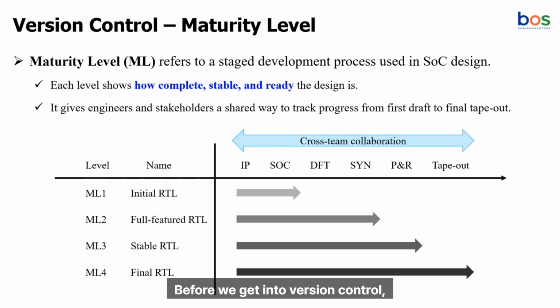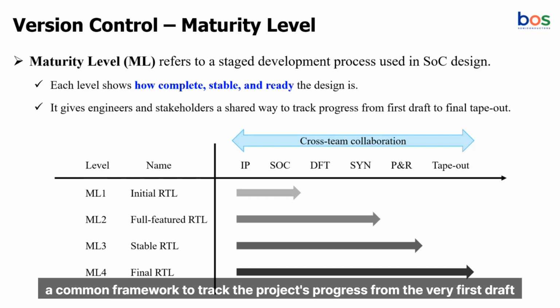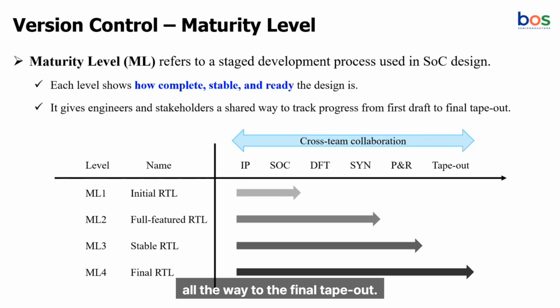Before we get into version control, I would like to first explain the concept of maturity level, or ML. In SOC design, a maturity level refers to a staged development process. Each level represents how complete, how stable, and how ready the design is. This gives both engineers and stakeholders a common framework to track the project progress from the very first draft all the way to the final tape-out.